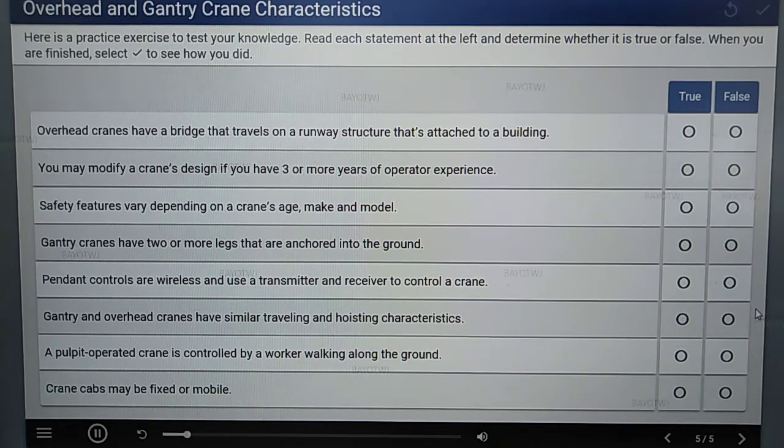Here is a practice exercise to test your knowledge. Read each statement at the left and determine whether it is true or false. When you are finished, select Check My Answer to see how you did.